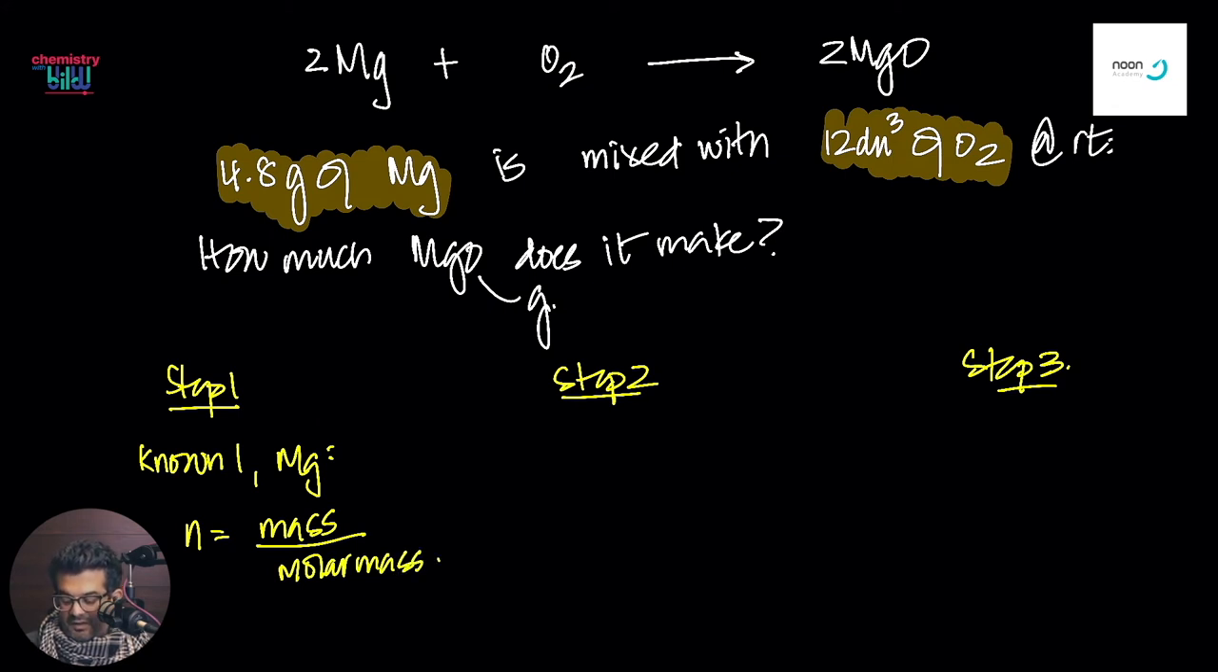What is RTP? Room temperature and pressure, which is 25 degrees centigrade and 1 atmosphere. This is what we did. We used to find out the volume of all gases at 1 RTP is 24 dm cube.